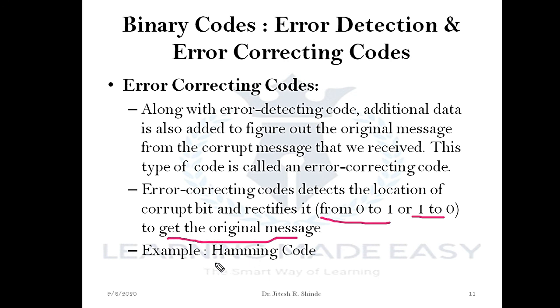Example, Hamming code. Thus, we can say that the Hamming code can be used not only to detect the error that occurred during the transmission, but it can also be used to rectify the error that occurred during the transmission. So an example of an error correcting code is the Hamming code.